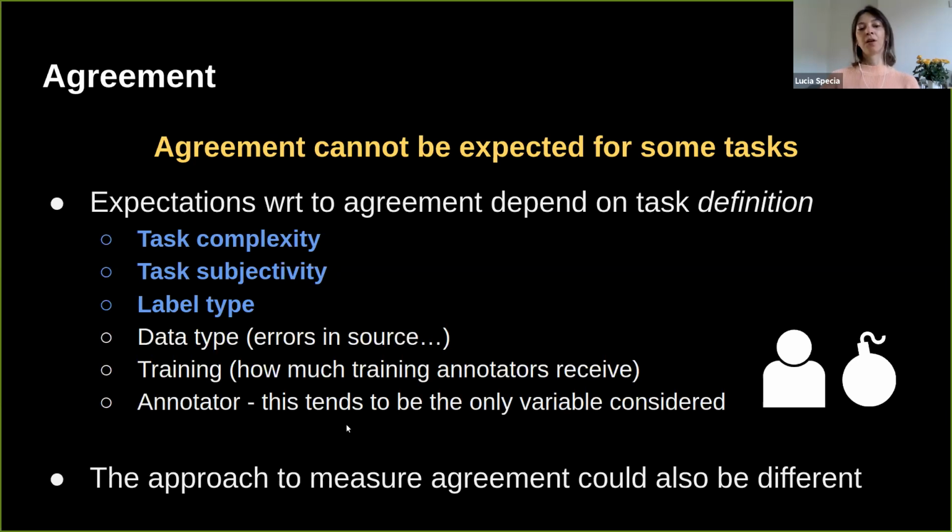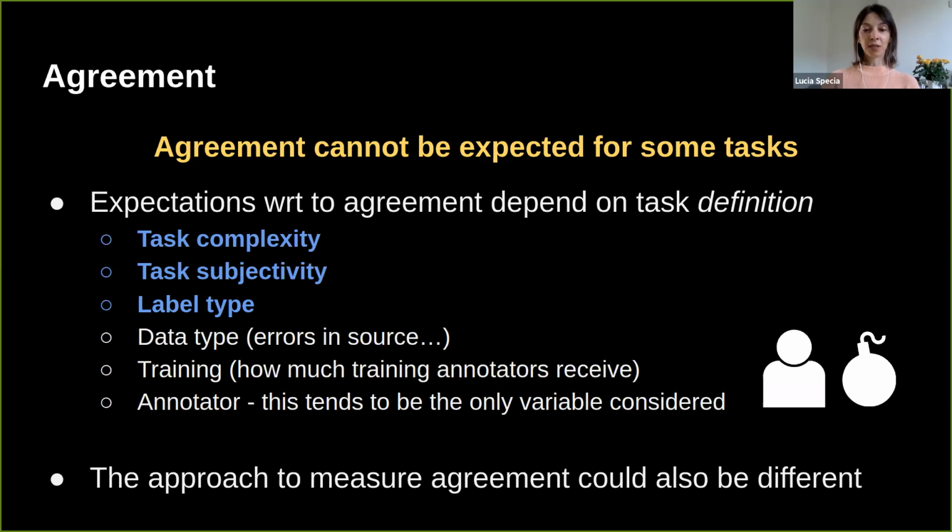You can have, for example, again in translation evaluation, you judging the quality of the translation, but you could have errors in the source text. And how do you go about assessing the translation quality in this case? It's also a function of the amount of training that you give to the annotators. It's also obviously a function of the quality of the annotator.